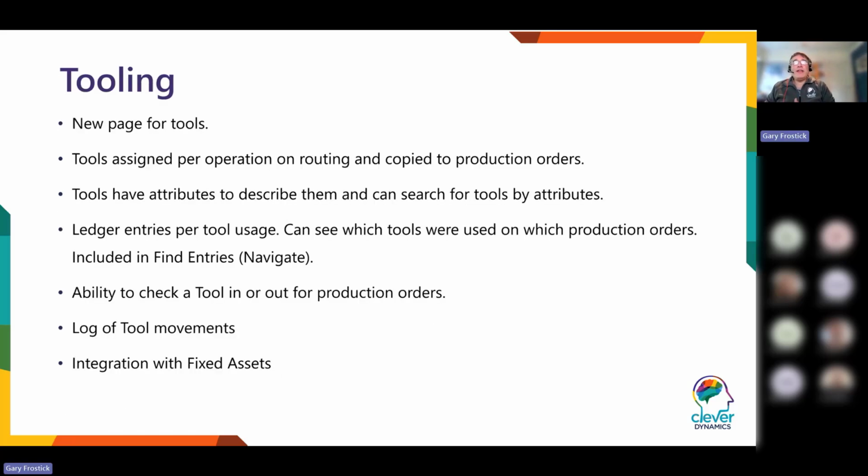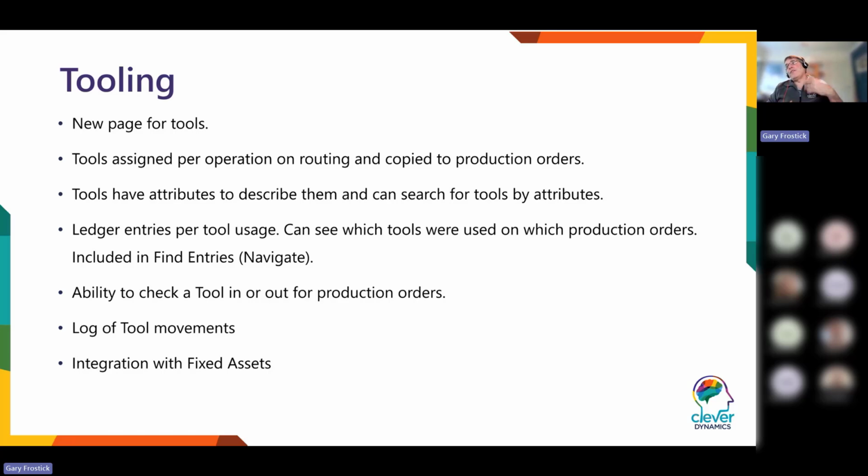So another big area is tooling. I think we can all agree that standard Business Central's little list view on a routing for tooling is a little suboptimal. So with tooling, we actually have a dedicated page. So all the details get copied to the operation and to the routing and to production orders, like everything else, like a component.